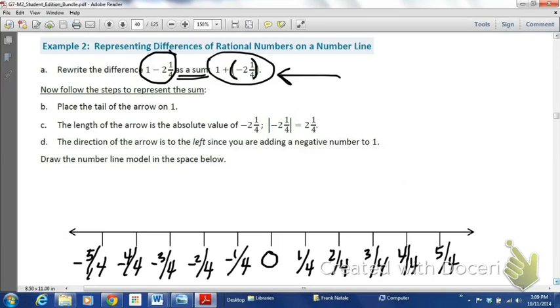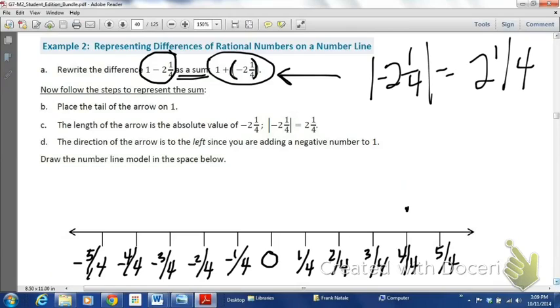All right. So again, just like they said before, you're placing the tail of the arrow on the 1. On the 1, and that positive 1 is right here, because that's 4/4, also 1 whole, and then I'm going to add negative 2 1/4. Of course, the absolute value of negative 2 1/4 equals 2 1/4. All right, so I'm going to move 2 1/4. I'm going to move to the left because it is a negative number.